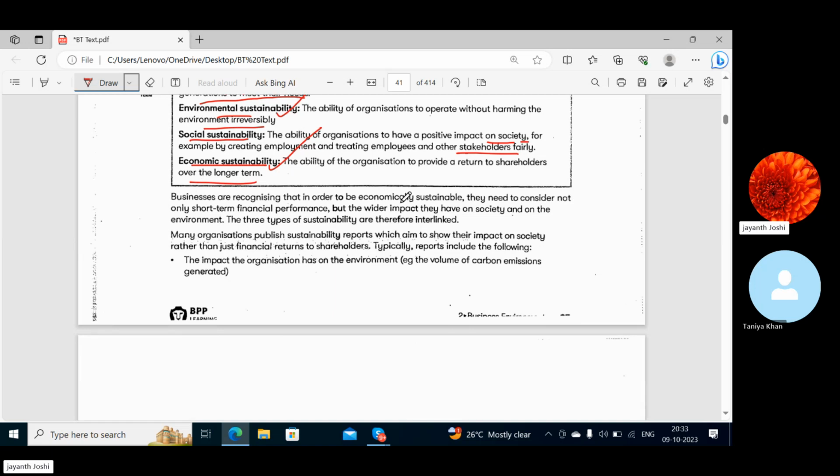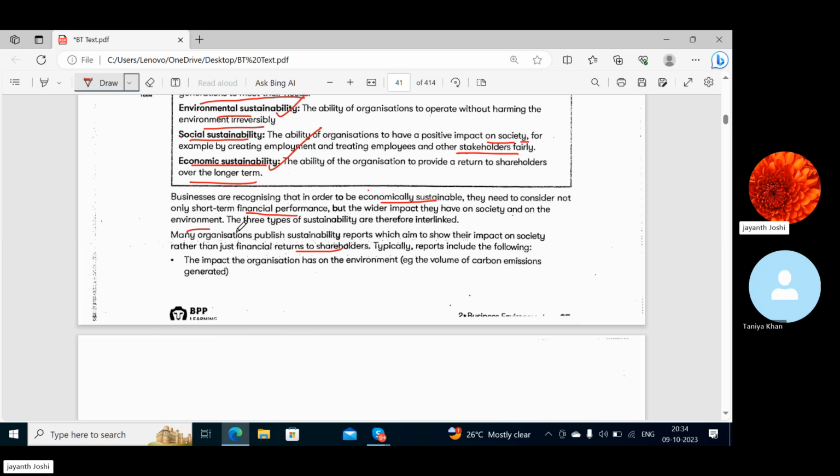Businesses are recognizing that in order to be economically sustainable, they need to consider not only short-term financial performance, but also the wider impact. See, it's not like you only look for short-term profits. You should have a wider impact on the society. You should create such an impact on the environment too. The three types of sustainability are therefore interlinked. Many organizations publish sustainability reports which aim to show their impact on society rather than just financial returns to shareholders.